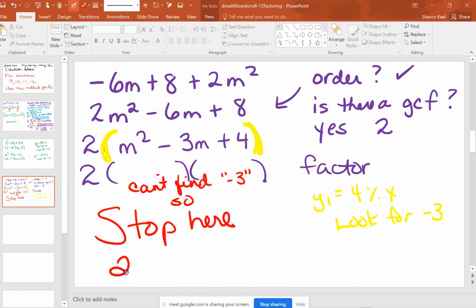The answer you're going to give is 2m squared minus 3m plus 4. This piece all by itself technically is prime. That can't be factored further, but if it's a problem that says factor, the mere fact we factored out the 2 means we still accomplished what they asked us to do. But if you do have a problem and you can't find the middle term, that means it's prime.